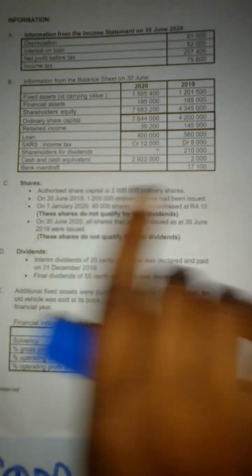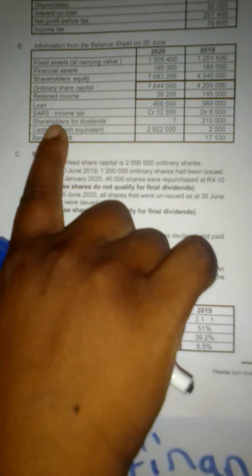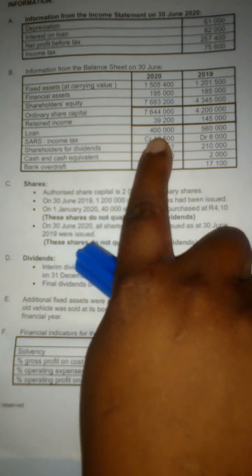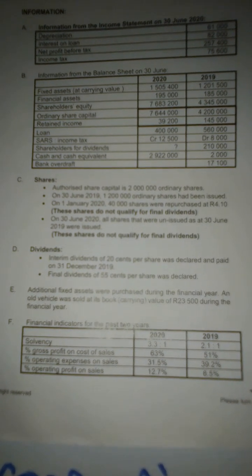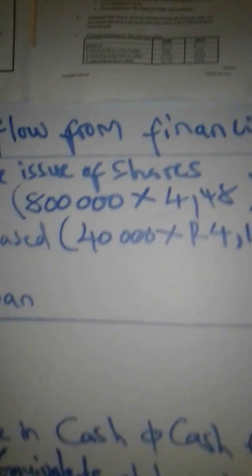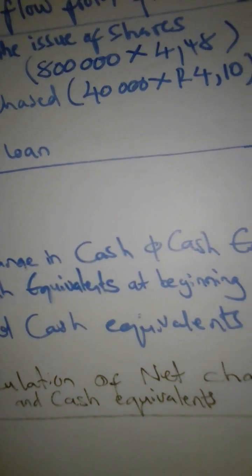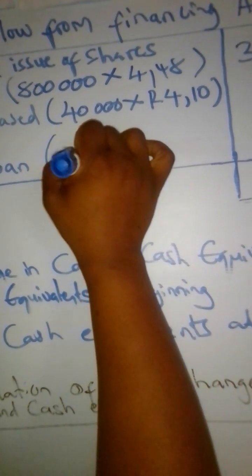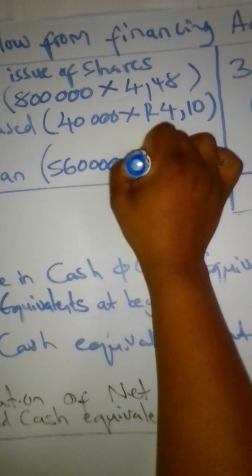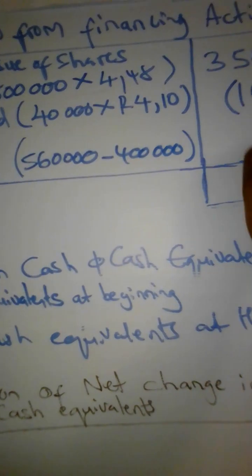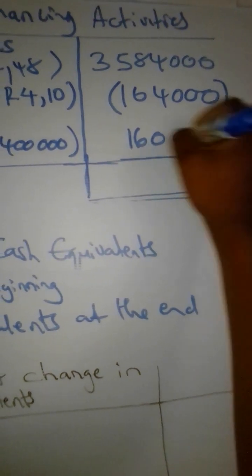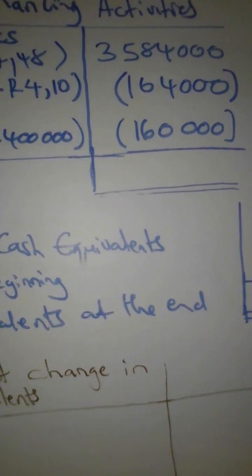Okay, let's look at the loan. What happened to our loan? We've got a loan that is given here. It was 560,000 and then it became 400,000. It decreased. The only thing that can decrease our loan is a repayment. When we are repaying, it means the loan amount would definitely decrease. So the difference between those two amounts is 560,000 minus 400,000, which will give us 160,000. It is also an outflow because we made a repayment.